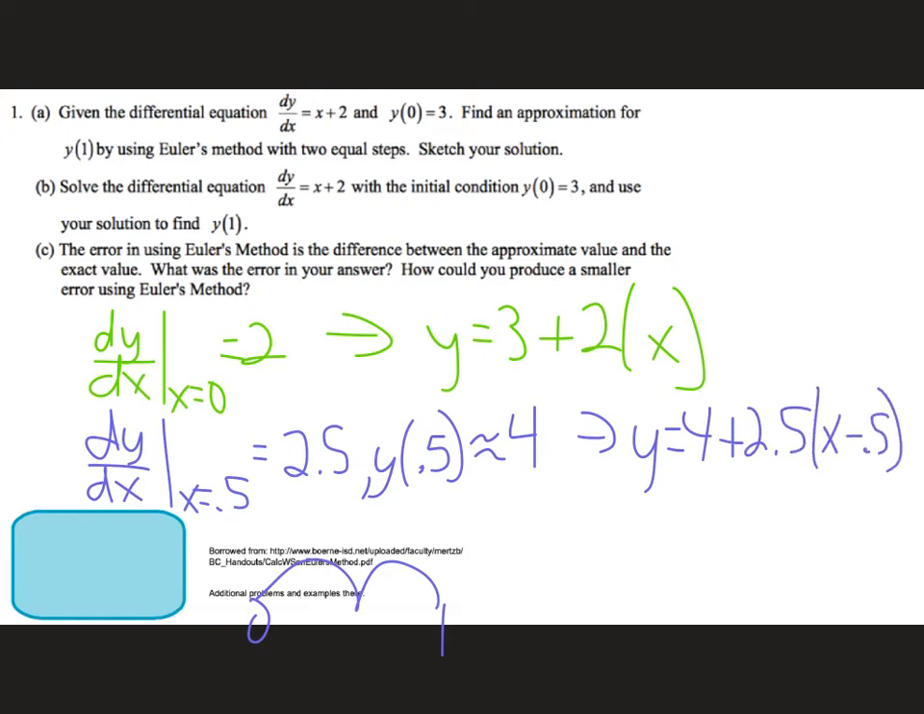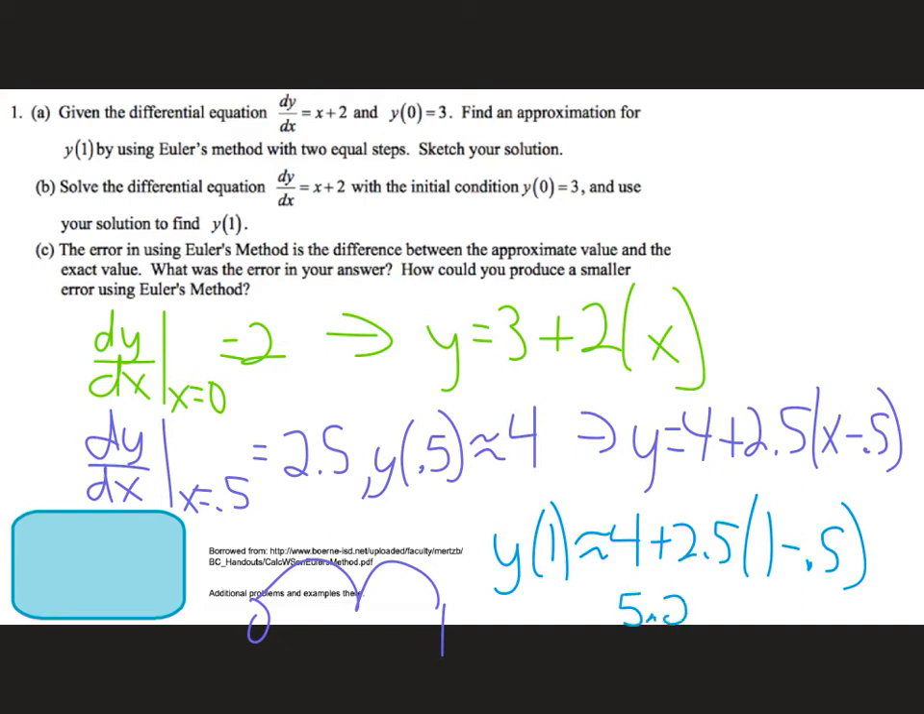And then if we have y of 1, that's approximately 4 plus 2.5 times 1 minus 0.5. So that's 4, and then half of 2.5 is 1.25, so 5.25 would be my approximation.